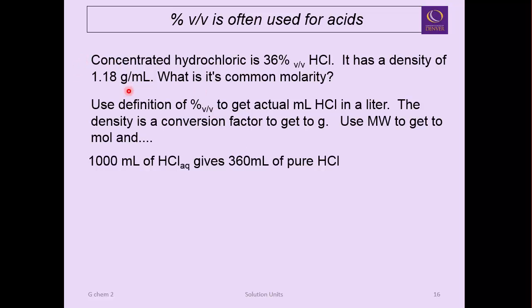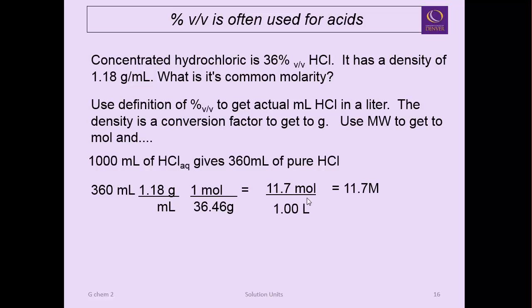We already know from earlier the density, and you need to know this number and the density together in order to solve this problem. 360 mils at 1.18 grams per mil, that's the density. Then you go to HCl on the periodic table, 1 hydrogen and 1 chlorine, you get 36.46 grams per mole. You basically now know the number of moles in there. And this was done per liter, so you now have already expressed the moles per liter, 11.7 moles per liter, right? That's 11.7 molar. So a 36% HCl solution is really 11.7 molar HCl solution.